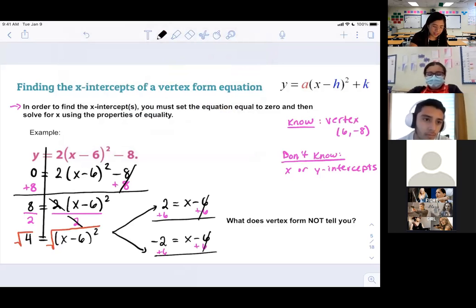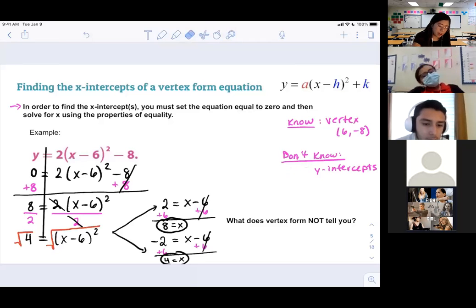All right, 2 plus 6 is 8. And negative 2 plus 6, I get 4. So now I know my x-intercepts are 8 and 4. So yay, we got that. Now all we're missing is the y-intercept.